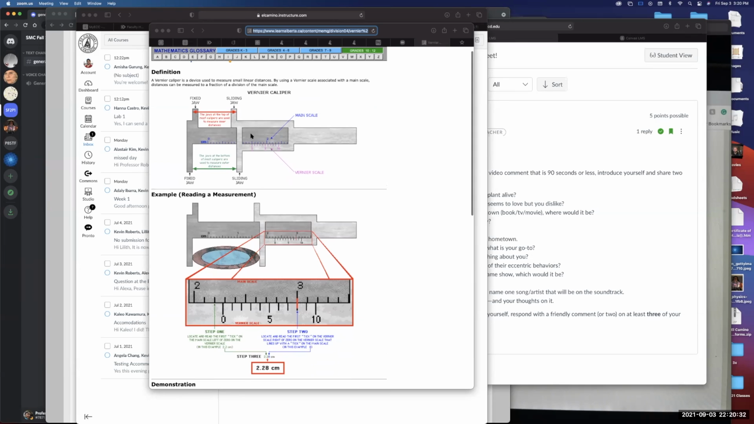So, this is called the main scale in blue right here. And see how the inner jaw right here is how you clamp down on things? And this outer one would push into things. It would measure inner distances.